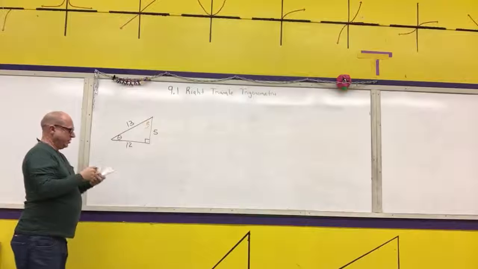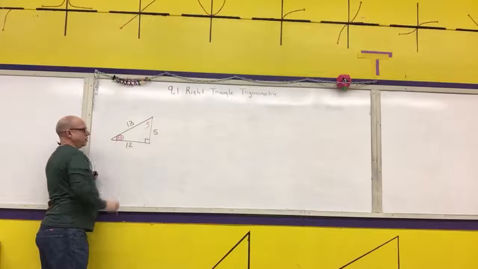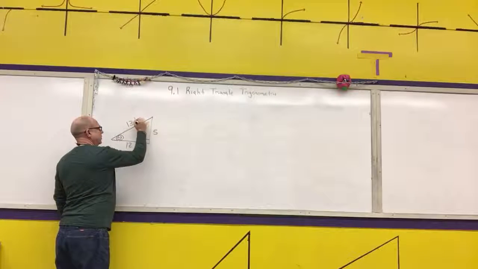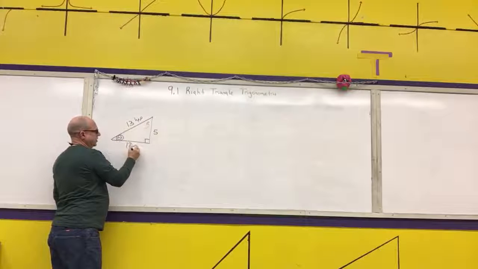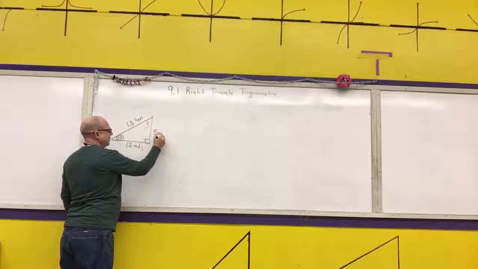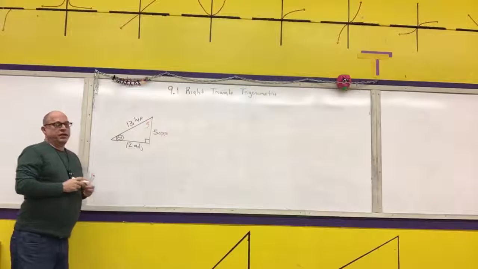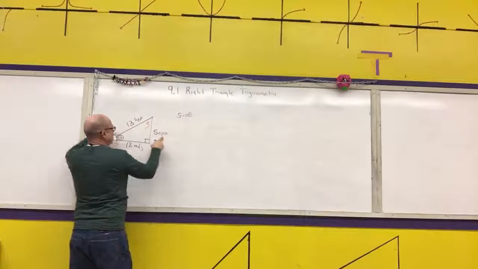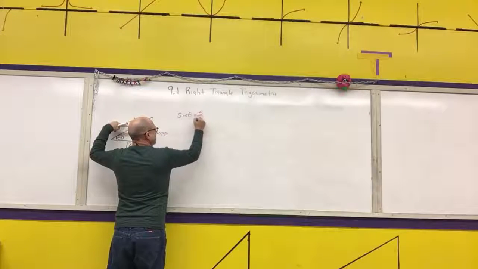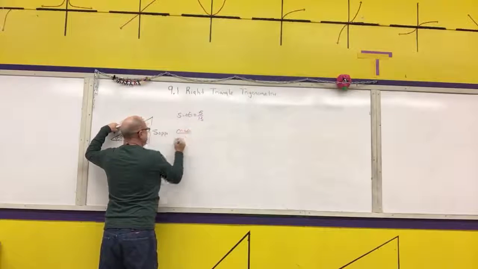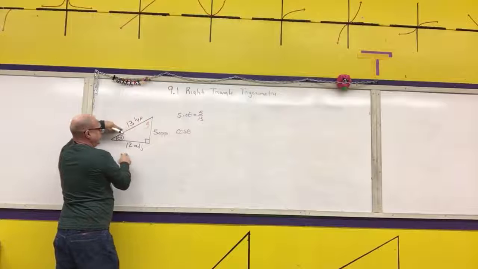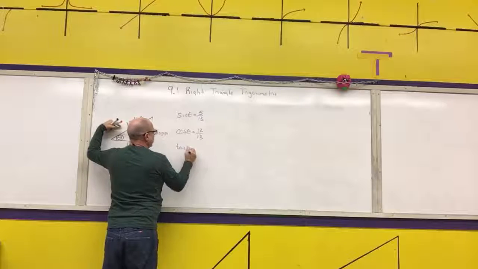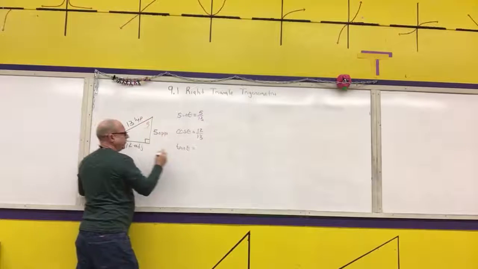First, with respect to theta, I'm going to label my sides. Opposite side of the right angle is the hypotenuse. The other one that touches theta is the adjacent, and the remaining side is opposite. From there, I'm going to use my trig definitions. The sine of an angle is opposite over hypotenuse. The cosine of an angle is adjacent over hypotenuse, 12/13. The tangent of an angle is opposite over adjacent, 5/12.